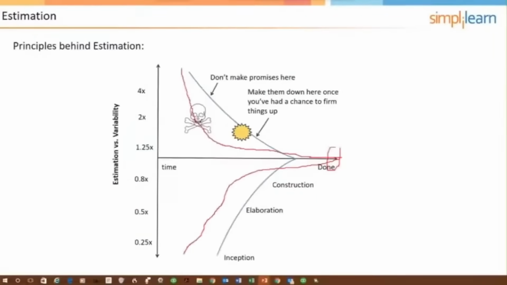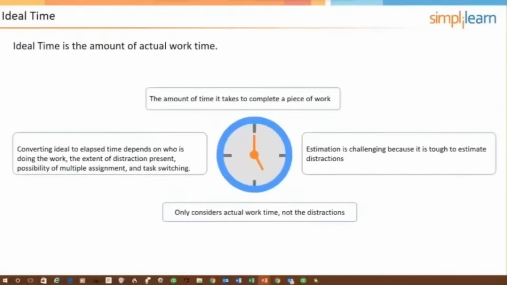Okay, we talked about the cone of uncertainty. Let's talk about ideal time. When we do estimating for user stories, we do it in ideal days. When we do estimating for tasks, we do it in ideal time, which means hours. I think that's on the whiteboard, or it was on the whiteboard. Oh, it was on it. So ideal time is the amount of time it takes to complete a piece of work.